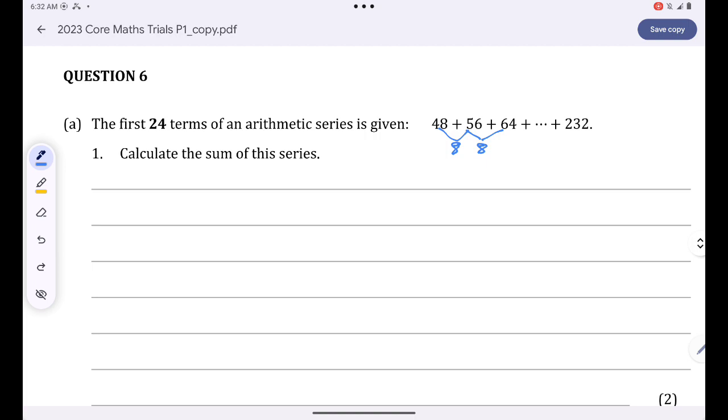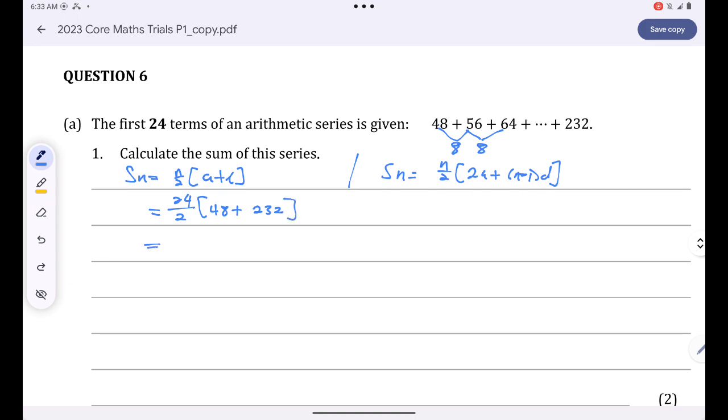Are you together? You can simply say Sn is equal to n over 2 times a plus l, or we can say Sn is n over 2 times 2a plus n minus 1 d. So it's just 24 all over 2. The first term is 48. The last term is 232. So this will just give me the sum of the first 24 terms.